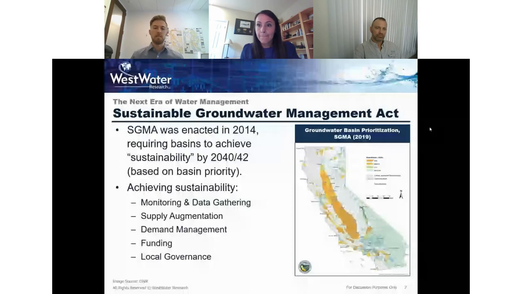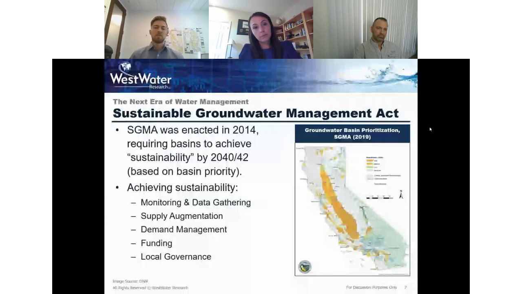Now, SGMA really presents a new era for water management. Enacted in 2014, I think many of us are familiar with this. The Act requires basins to achieve sustainability by either 2040 or 42, dependent upon their priority. And achieving sustainability is a multifaceted effort. It requires GSAs, the new local agencies, to monitor and gather data. Many of them are looking at strategies to augment their supplies or manage their demand. And it also involves things like funding. How do we fund our agency, fund our projects, and governance? How do we govern ourselves? How do we coordinate with other governing agencies in our basin, as well as in adjacent basins?